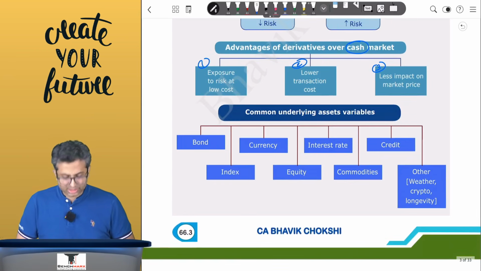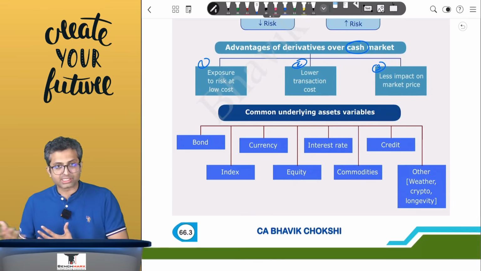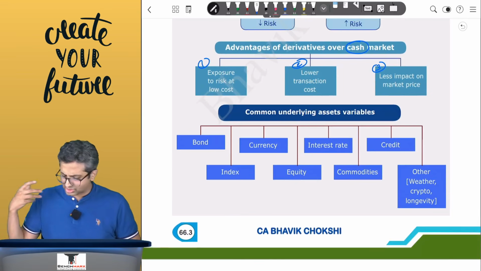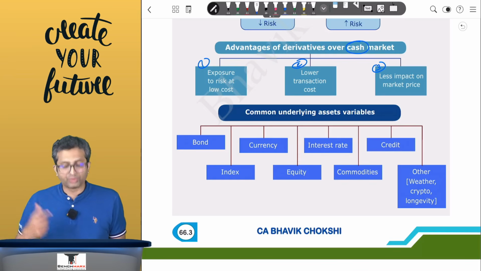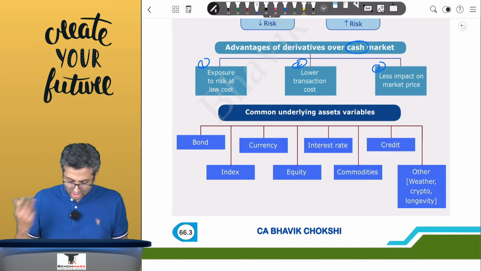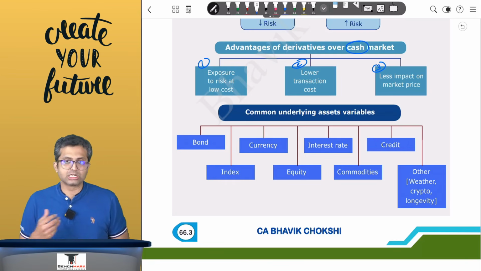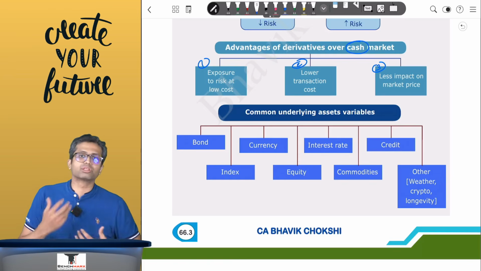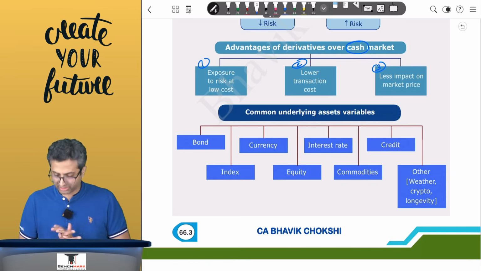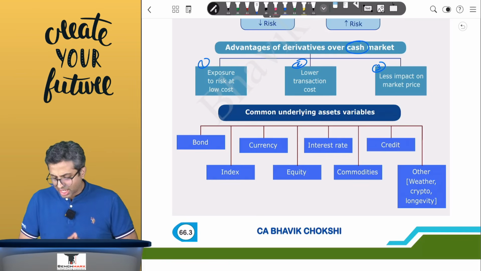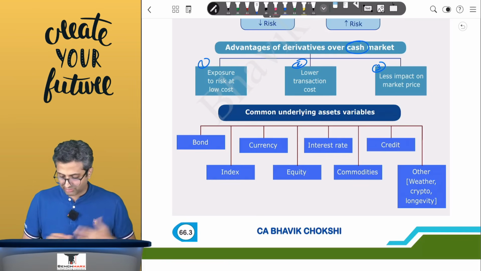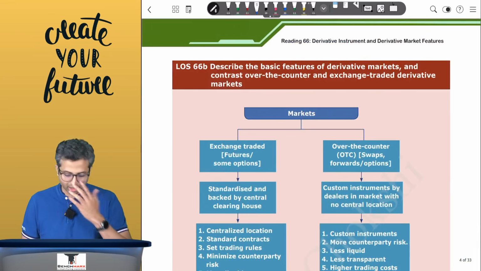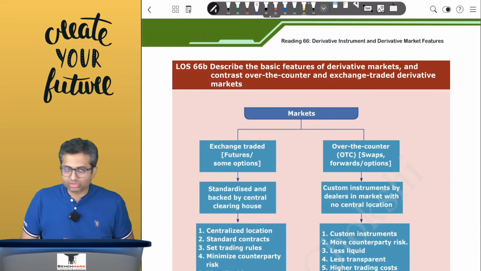Common underlyings can be a bond, the index like the S&P 500, currencies, equity, even interest rates like SOFR, for example, commodities, even credit. Like there will be credit default swaps where whether the borrower will default or not is taken. That can also be an underlying, and then there can be other items like weather, etc., which can also be underlying. So this is regarding the basic introduction to derivatives.